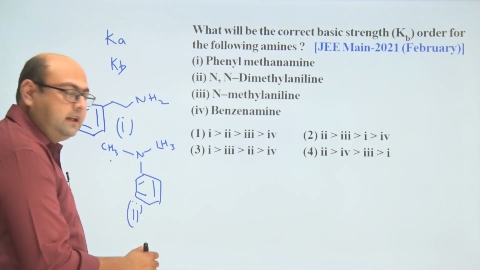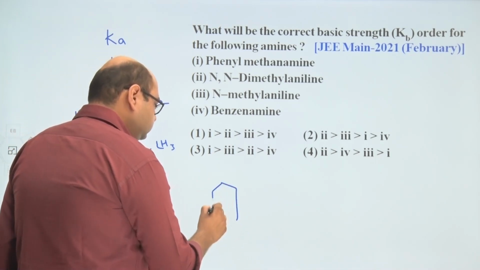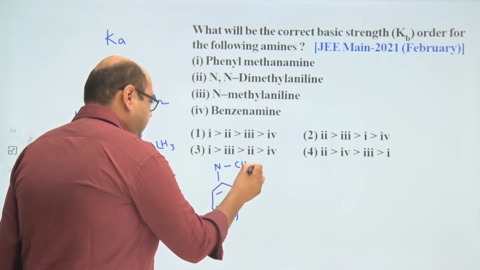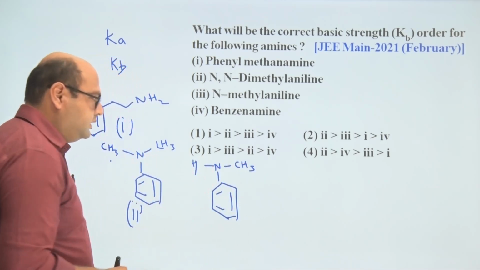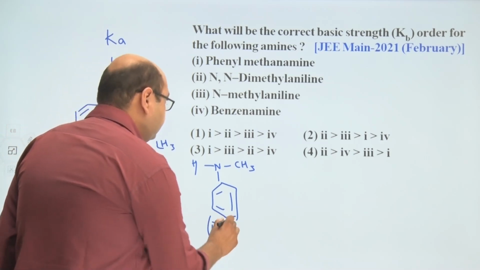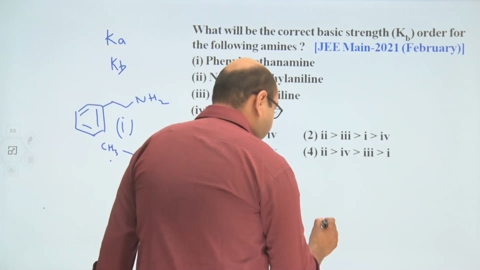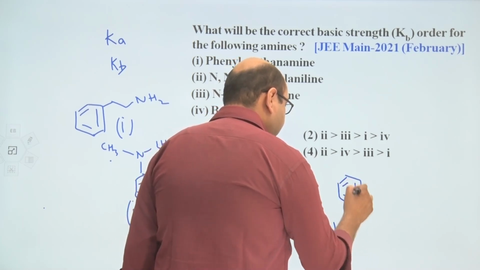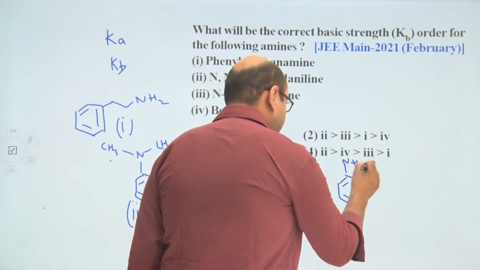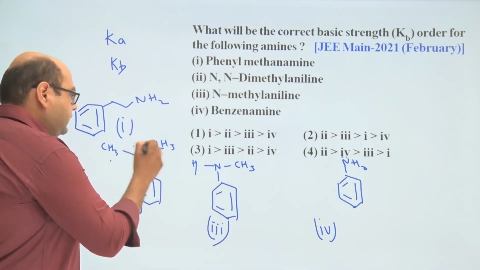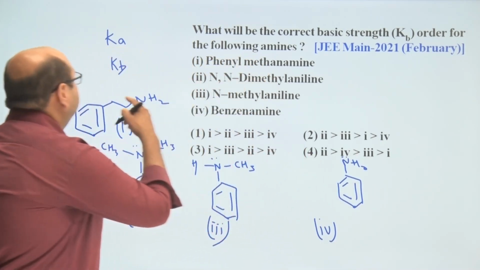Third option, N-methylaniline. Here one position is not substituted, just hydrogen will come. This is the third option. Fourth is benzenamine, which is nothing but aniline. It is carrying a lone pair. So we are seeing here that a lone pair is present on all the compounds.